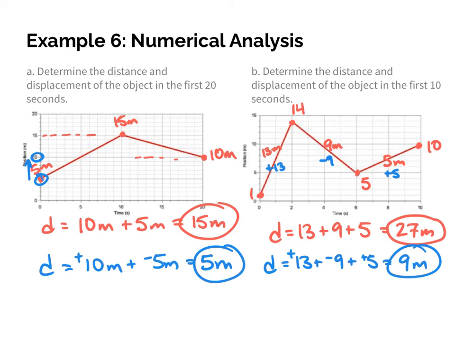All right, so looking at the individual chunks, it starts at 1, goes to 14. So that's a distance of 13, displacement of positive 13. Then it goes from 14 to 5, which would be a distance of 9 and a displacement of negative 9. And then here from 5 to 10 would be a distance of 5, displacement of 5. So for distance, I add up all the numbers, get 27 total meters. And for displacement, paying attention to direction, I would get 9 meters. So again, start 1, finish 10. 1 to 10 would be 9 meters in that positive direction.